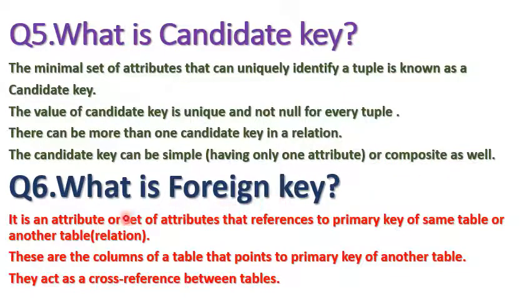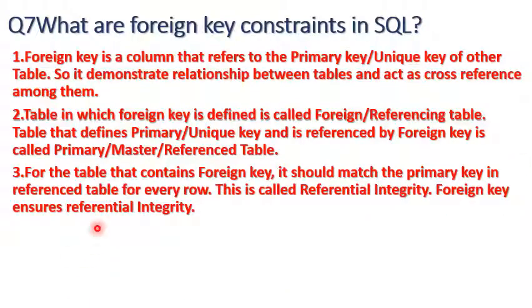What is foreign key? It is an attribute or set of attributes that references the primary key of the same table or another table. These are the columns of a table that point to the primary key of another table. They act as a cross-reference between tables. My question number 7 is, what are foreign key constraints in SQL? Foreign key is a column that refers to the primary key or unique key of another table. So it demonstrates the relationship between tables and acts as a cross-reference among them.